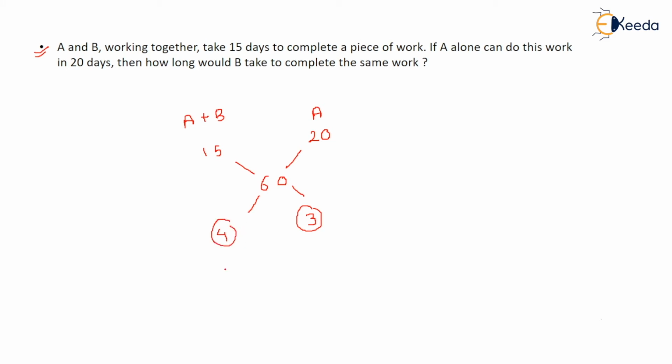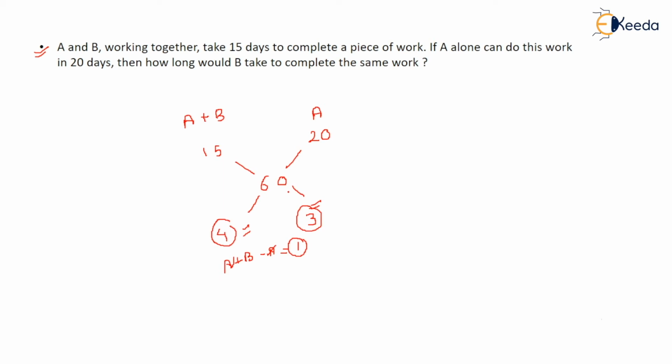So if I subtract A from A plus B, then I get the number of pages B writes in a day. How many pages does B write? 4 pages they together write. A and B together write 4 pages, and A writes 3 pages out of those 4 pages. So how many pages does B write in a day? B writes 1 page in one day.